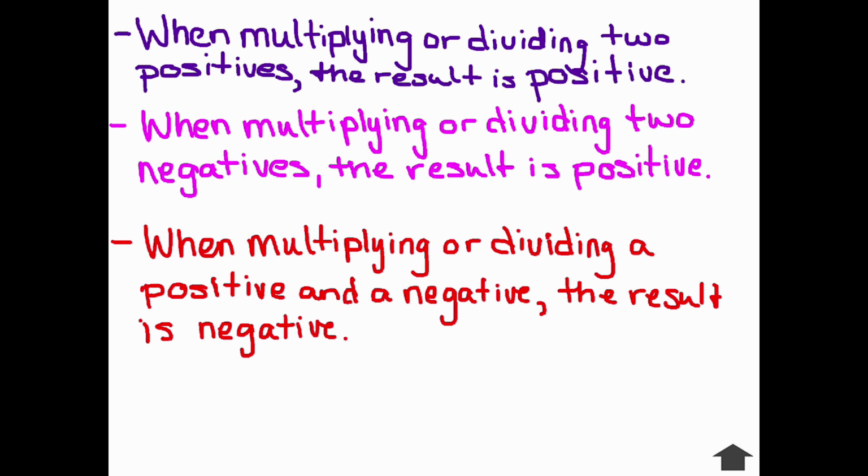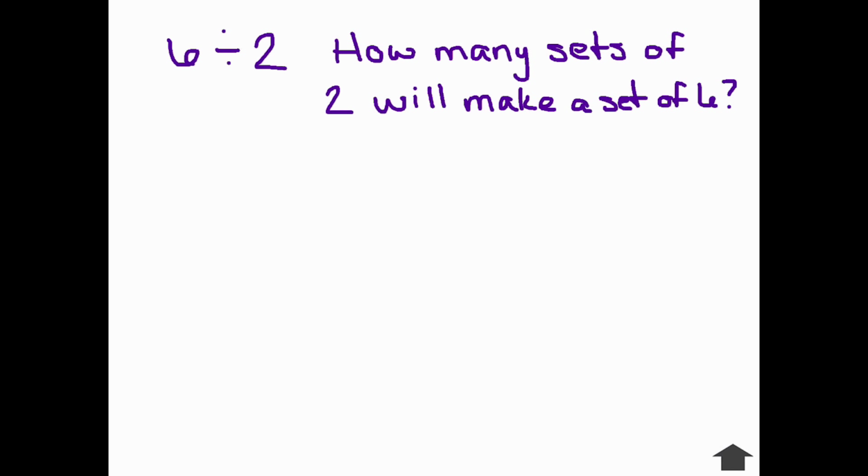Now, let's jump into the division and use some models to illustrate why the rules work. Let's start with positive numbers because you are already familiar with them. We have 6 divided by 2. What does this expression ask us to find? It's asking how many sets of 2 will make a set of 6.